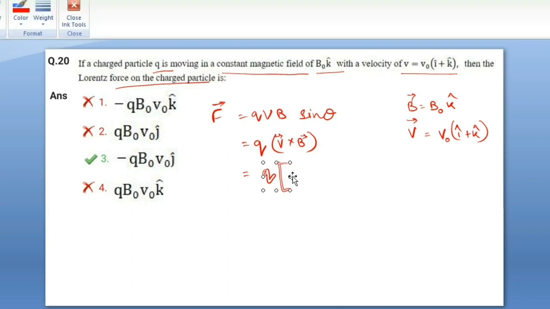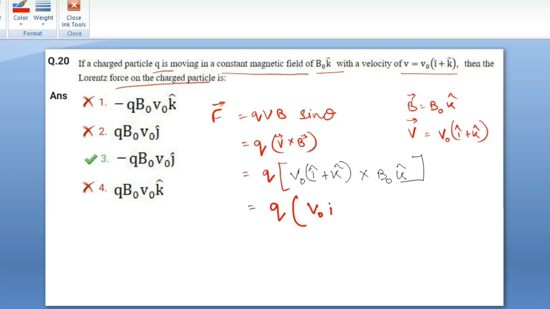Okay. Now Q, and this is V cross B, and the value of V is V naught i cap plus k cap cross B naught k cap. Okay, now Q whole into V naught B naught and i plus k cap cross product with k cap.